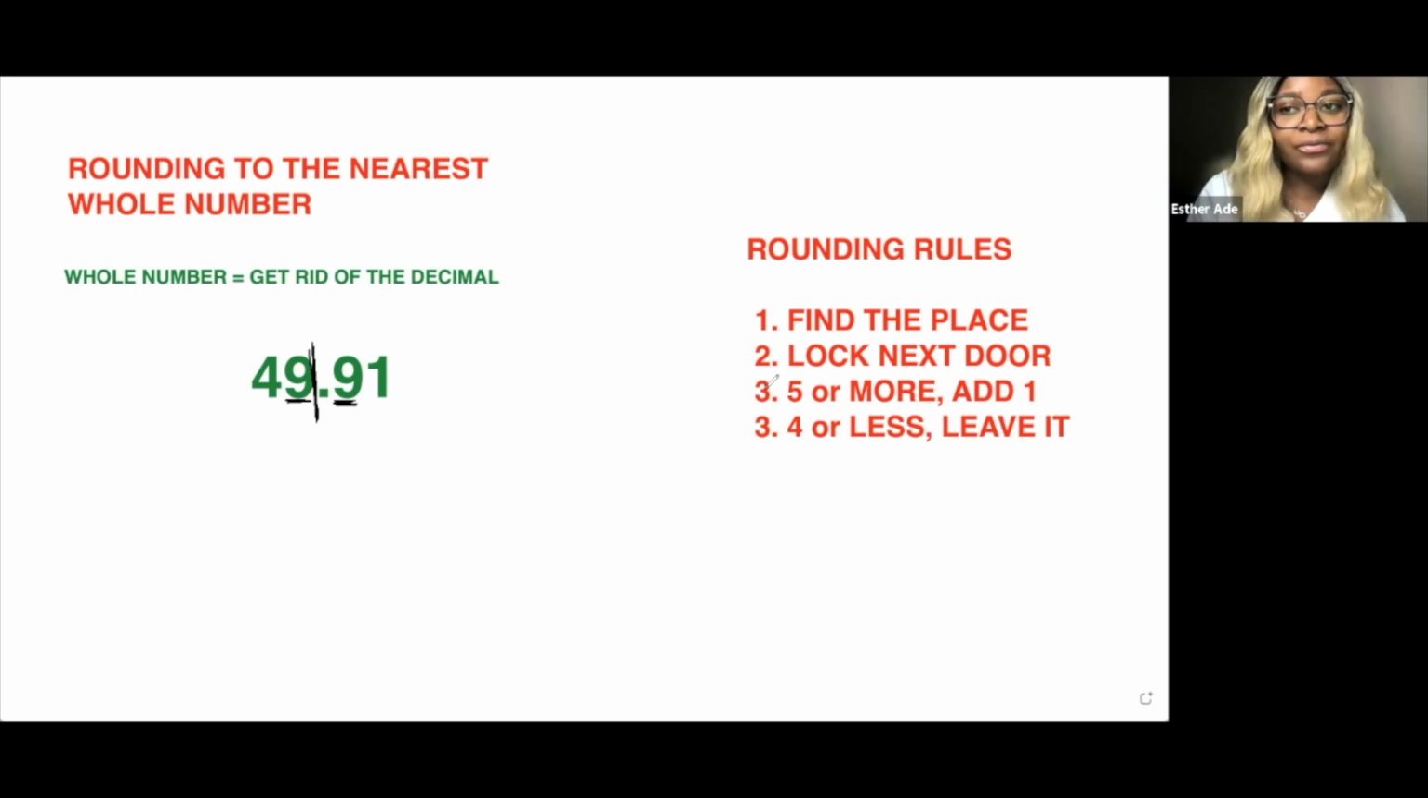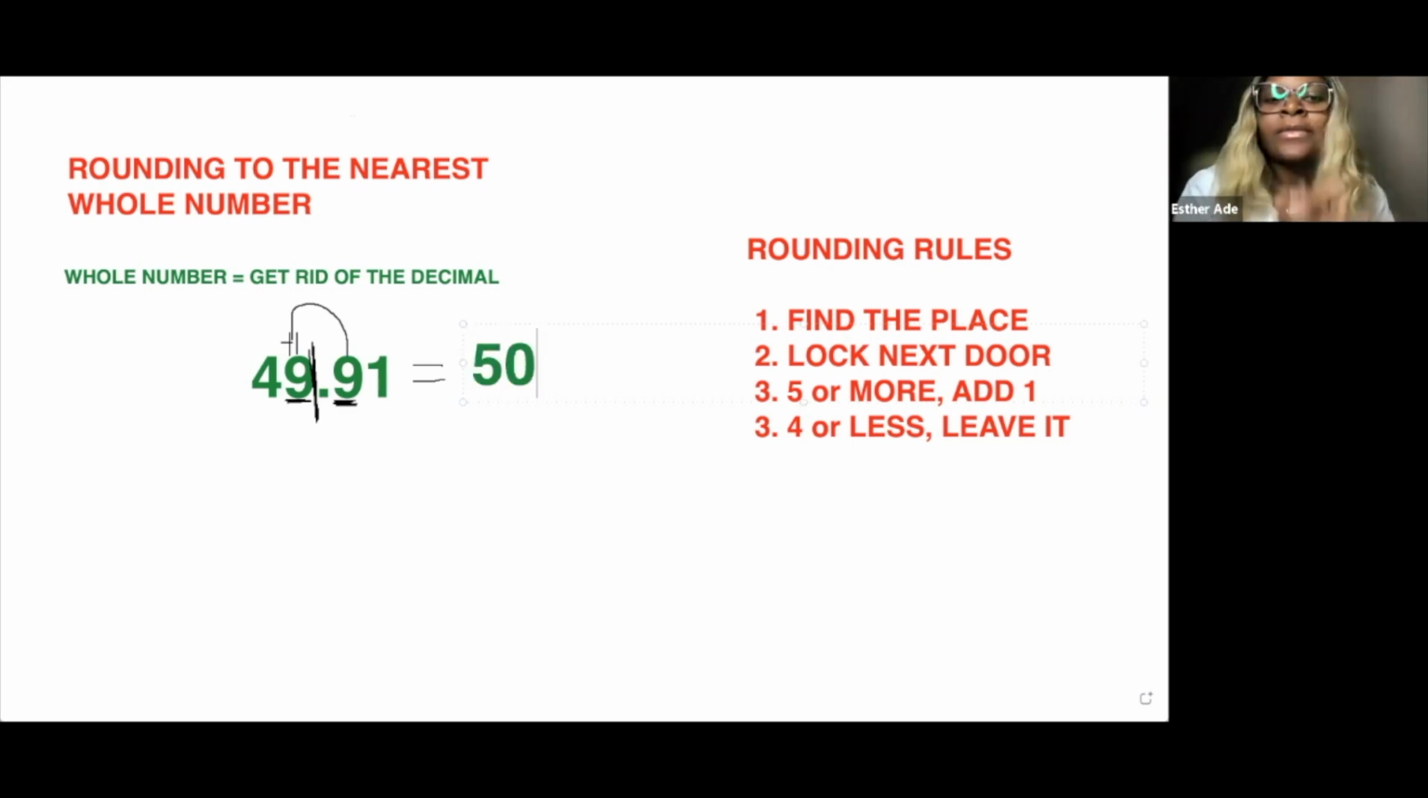Is 9 more than 5? Or is it at least 5? Yes, and it's even more than 5. So that means it can become what? Plus 1. All right. So adding 1 to 9, right, that's going to make it 10. So this goes all the way to 50. All right, so 49.91 rounded to the nearest whole number is going to be 50.